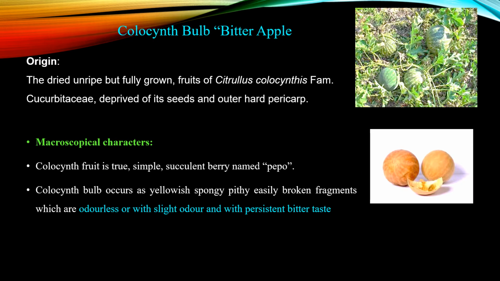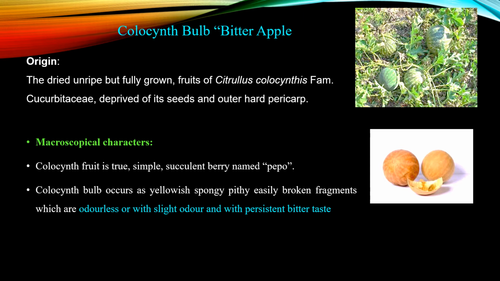The second fruit is colocynth pulp, known as bitter apple. It is the dried, unripe, fully grown fruit of Citrullus colocynthis, family Cucurbitaceae, deprived of its seeds and outer hard epicarp. So it is part of the fruit. In the fully grown fruit, we remove the outer part and the seeds, so we are dealing only with the pulp of the fruit.